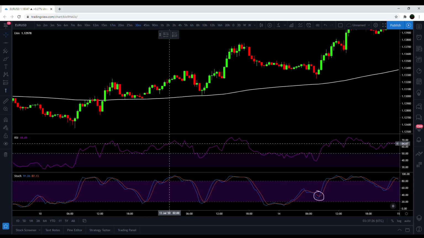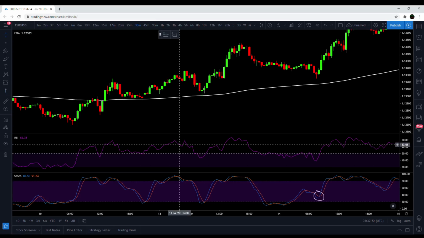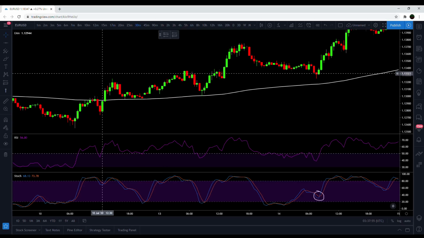The RSI is going to be used for spotting the hidden divergences. All right. And I'm going to go into some examples and show you how to do that in just a sec. And then the stochastic is the entry indicator. So it's going to give you the actual entry signals after you have found the divergences with the RSI and identified the trend with the 200 EMA. All right. So let's go in and show a few examples before I get into the 100 tests.